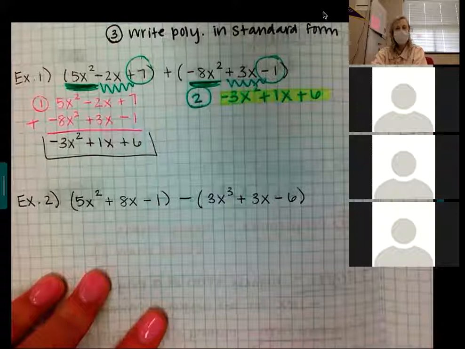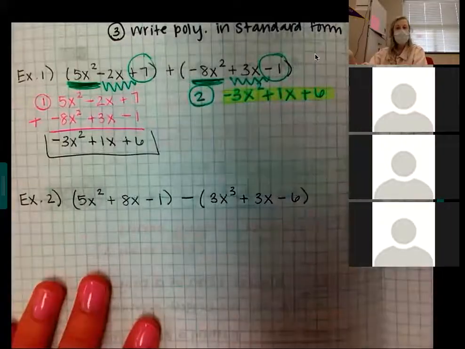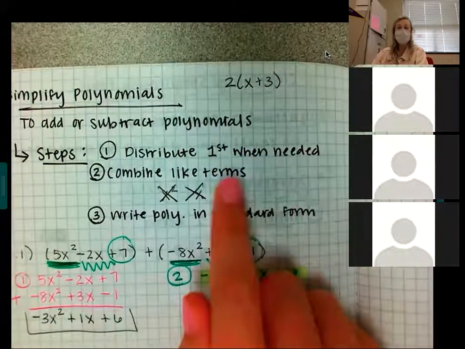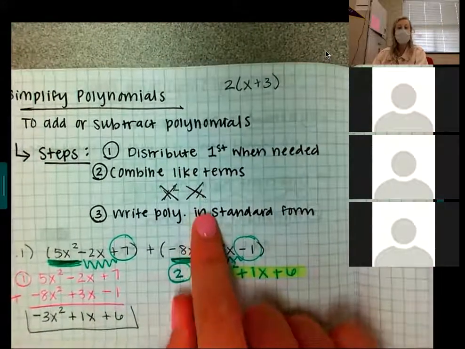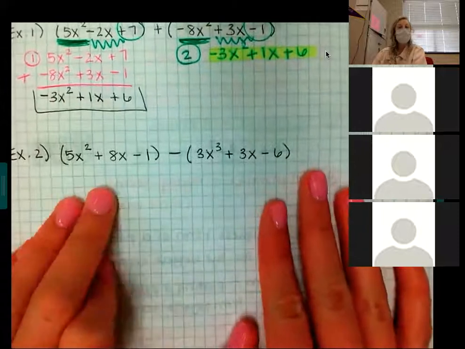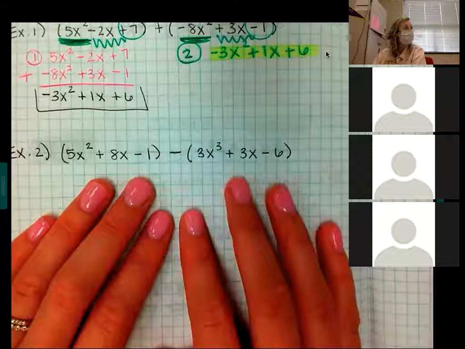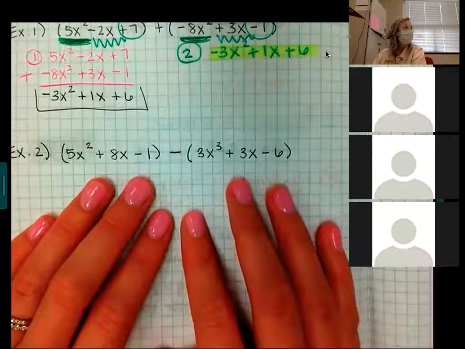Y'all write down example 2 and then we'll do it together. All right, I'm gonna remind us of our steps. Distribute first when needed, then combine, and then write it in standard form. So let's look. Is there anything in this one to distribute? Are you sure?